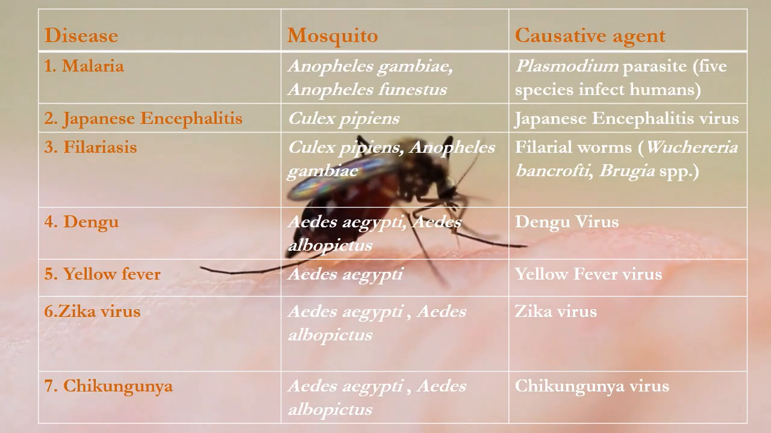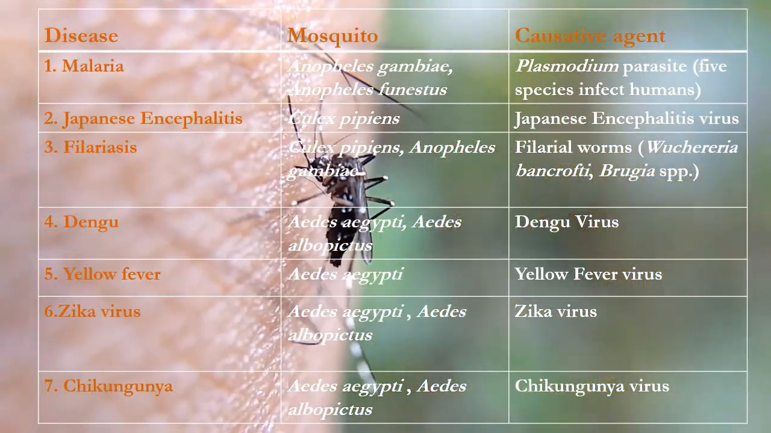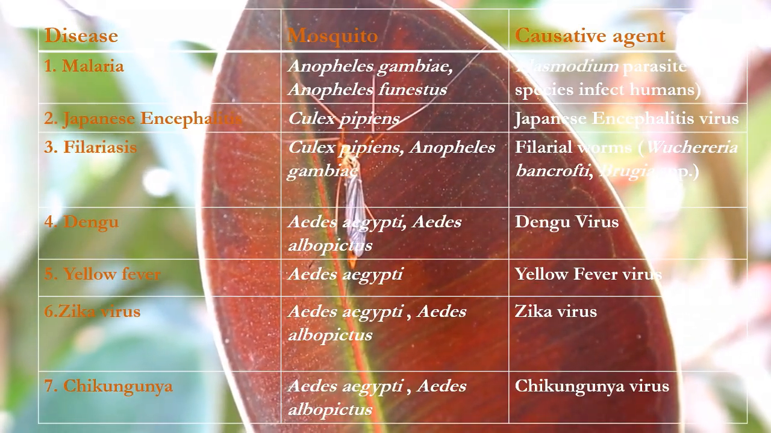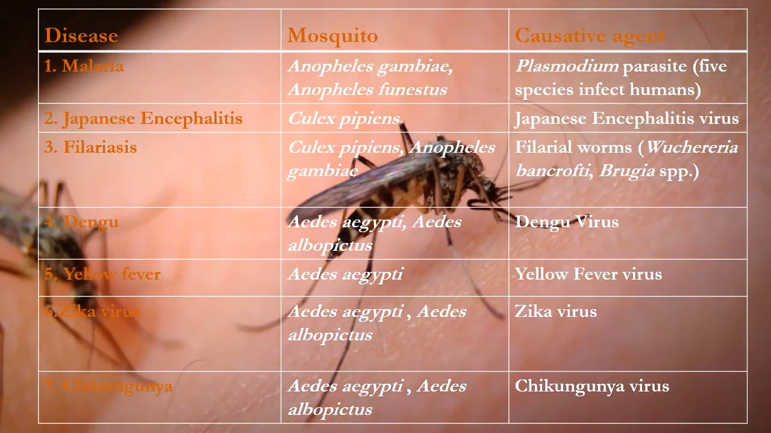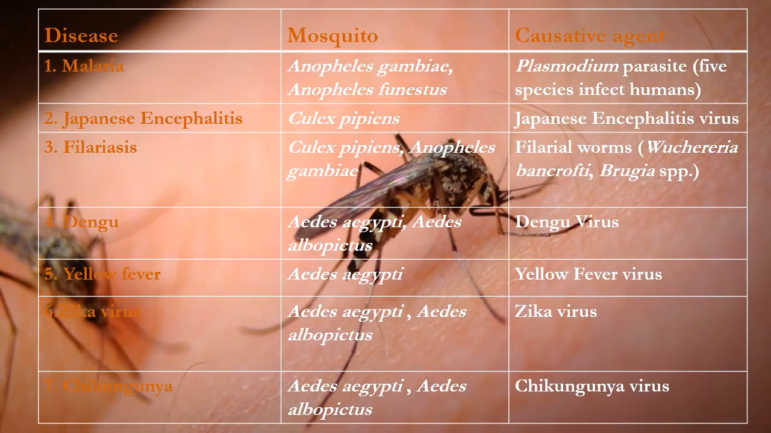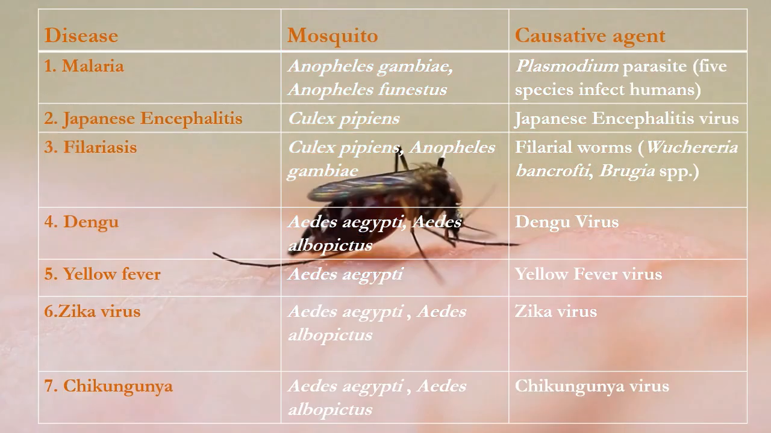Different species of mosquitoes act as vectors for transmitting various types of disease to humans. Some of the life-threatening diseases transmitted by mosquitoes to humans are malaria, Japanese encephalitis, filariasis, dengue, yellow fever, Zika virus, chikungunya virus, etc.